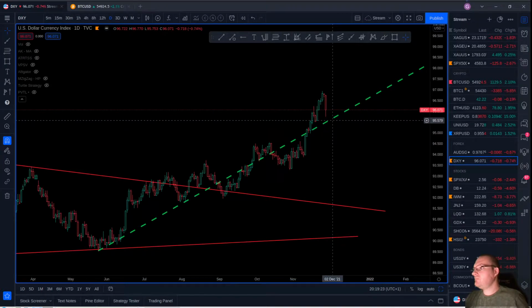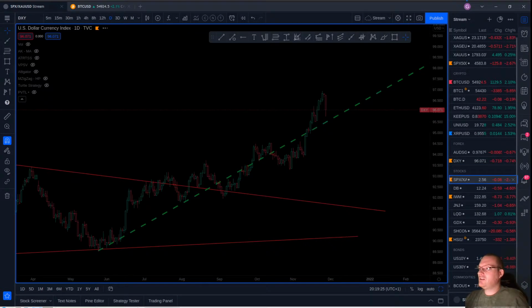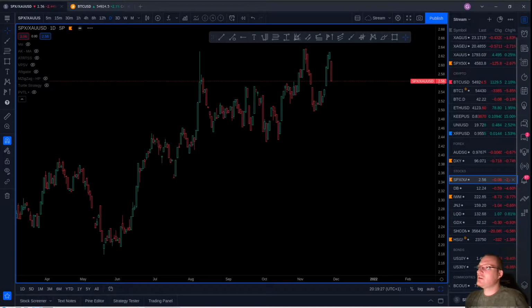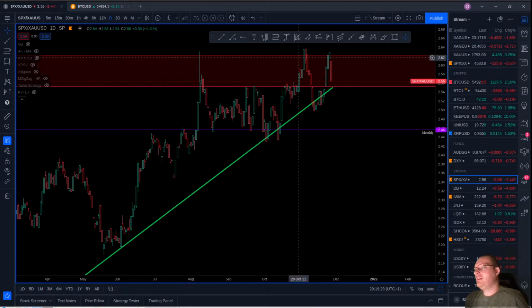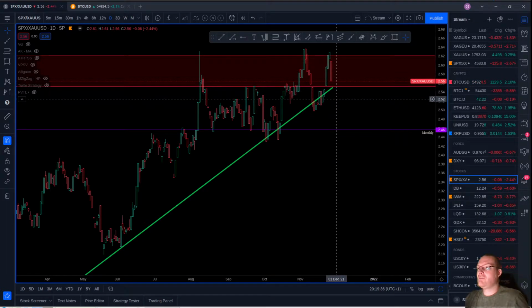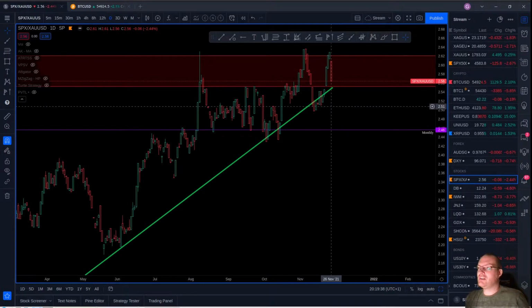Interesting one is again the S&P 500 divided by gold. So now we made a triple top already. And we did come down 2.44%. So that means that it's more interesting to be invested in gold rather than in the S&P 500.